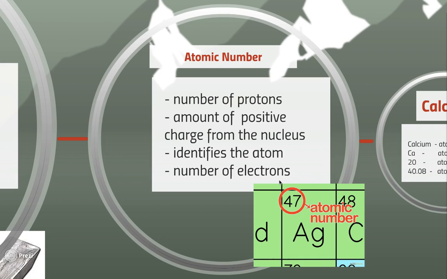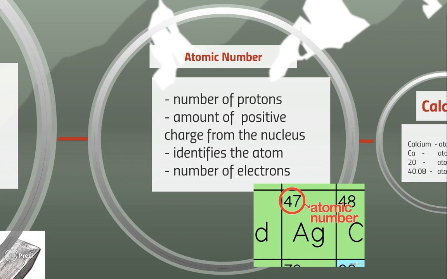Okay, atomic number. Now, I want you to look at your periodic table. And again, your periodic table is slightly different from the one I have posted on this presentation. On the periodic table that you have in front of you, if you look in the top right-hand corner of each box, you should see a number. That number represents the atomic number.